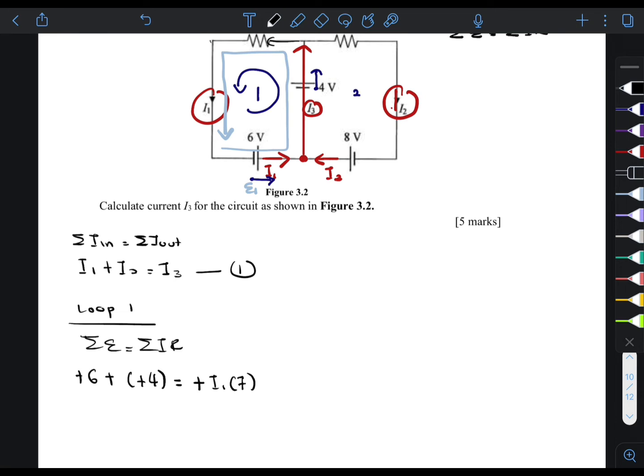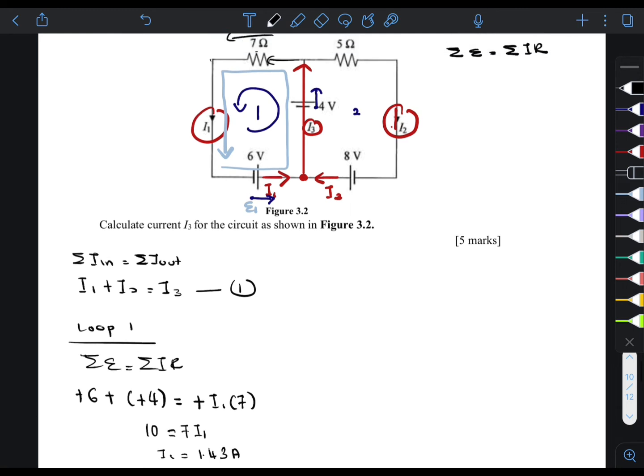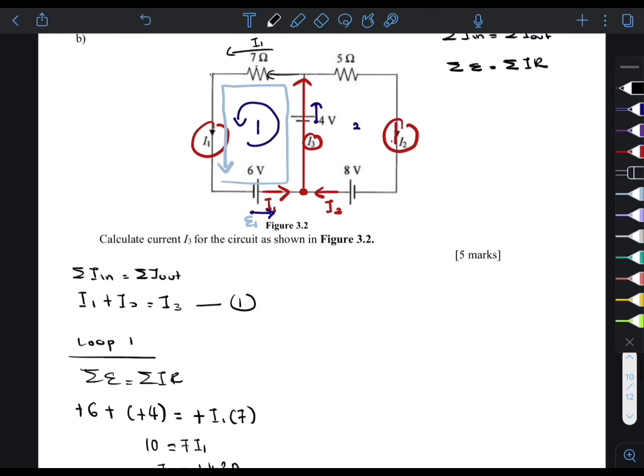So next, as you can see here, your equation can help you to find your I1 already. So kita ada 10 sama dengan 7 I1. So your I1 automatically becomes 1.47. 1.43 sebenarnya. Okay, your I1 becomes 1.43 ampere. So this is I1. Dah dapat nilai I1.